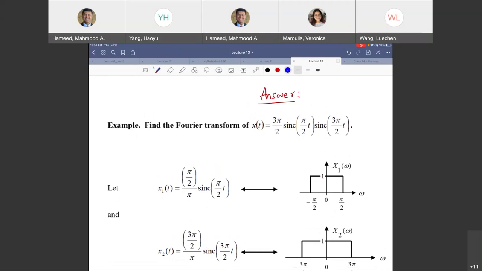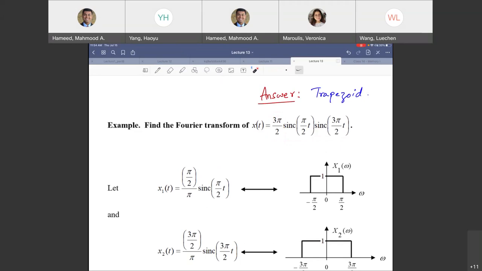Trapezoid. All right, you don't get a trapezoid, you know something you've messed up somewhere, right? Okay, so at least half the points of the question are already done. Like we are good, well on our way. Let's see, you have got x of t as 3 pi divided by 2, sinc pi over 2, sinc 3 pi over 2 t, right?